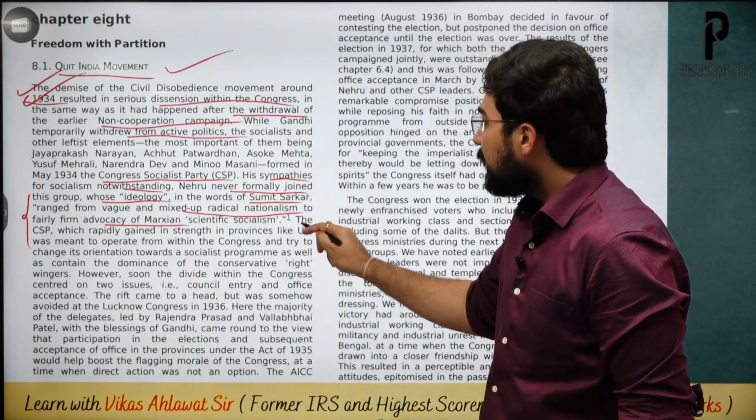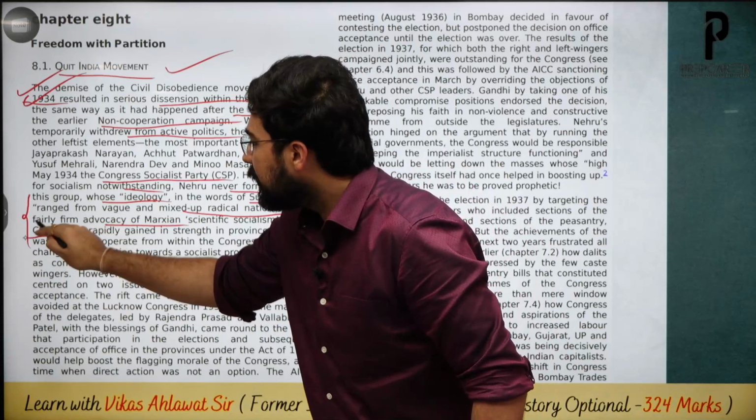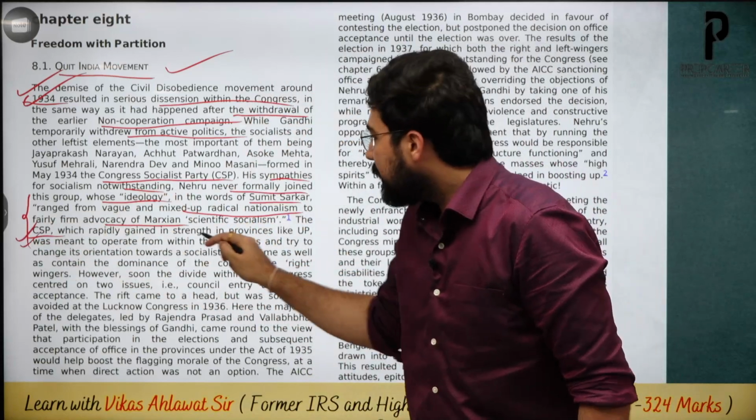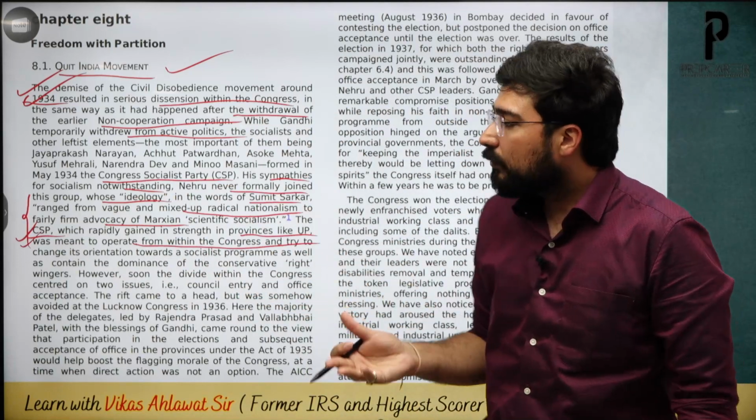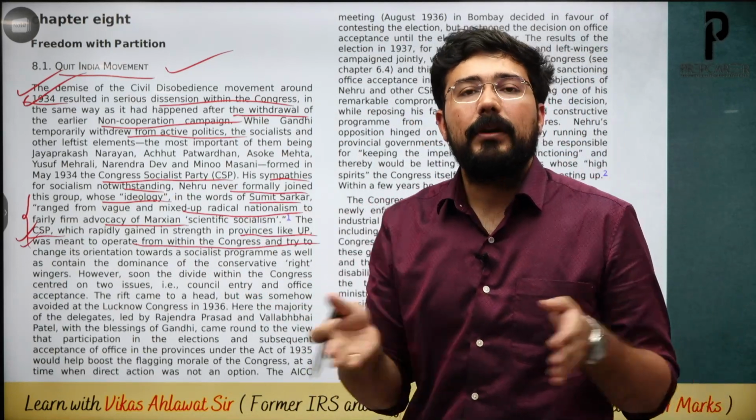Then they are talking about the CSP, the Congress Socialist Party. It gained strength in provinces like UP and was meant to operate from within the Congress. So these are important points from the Prelims point of view.